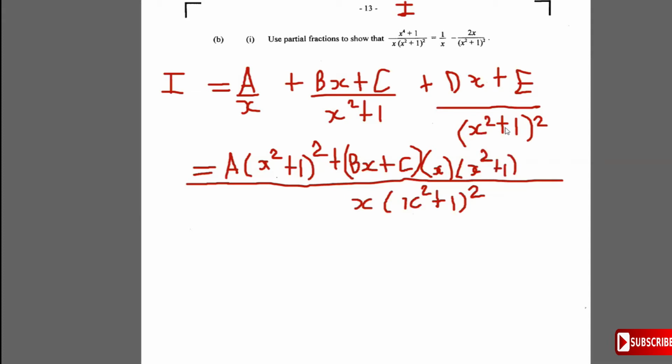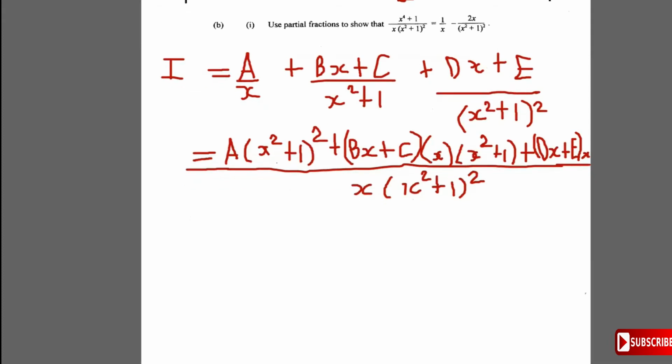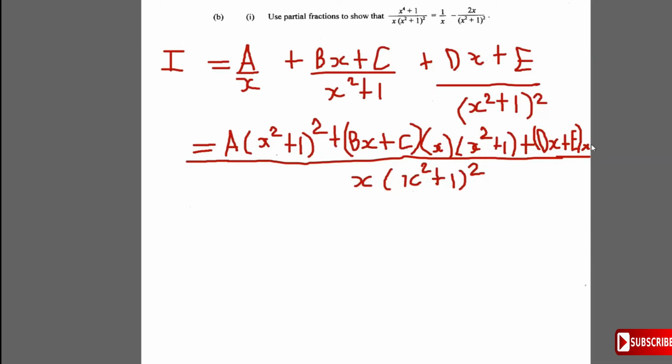And then we're going to go x squared plus 1 all square into this, just leaves x. Then it's going to be plus dx plus e times x. That's what we're going to get. All right, nice and easy. So this is what we get now.